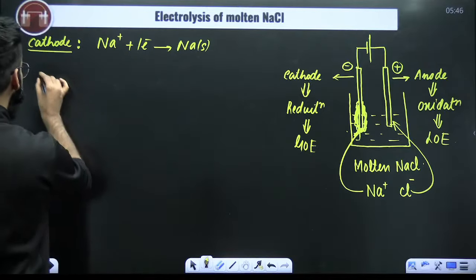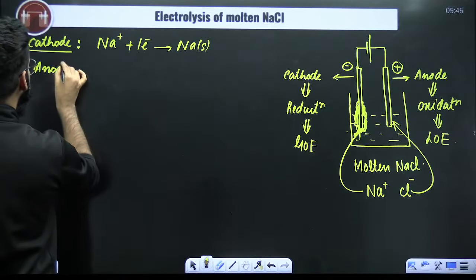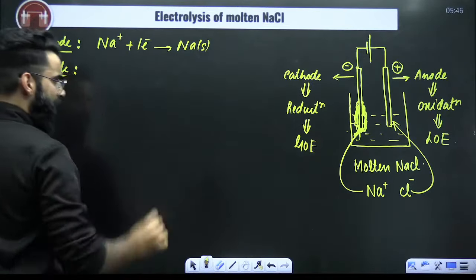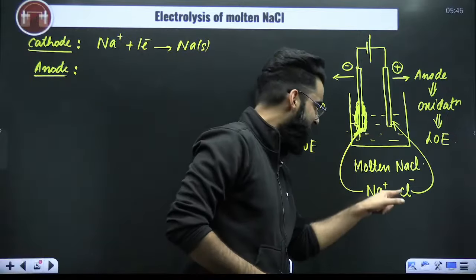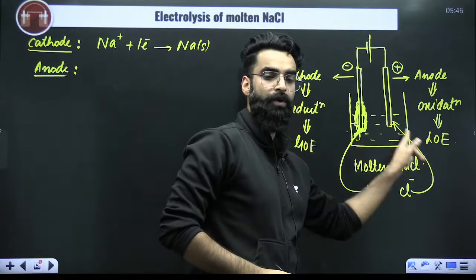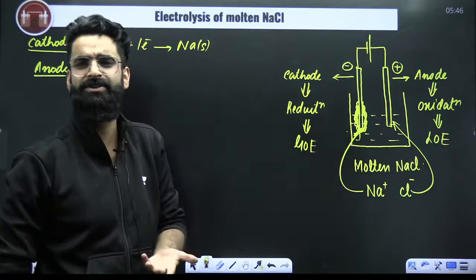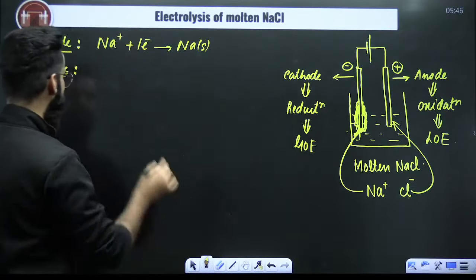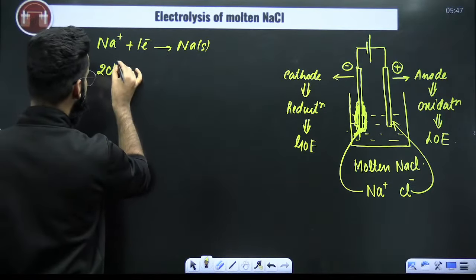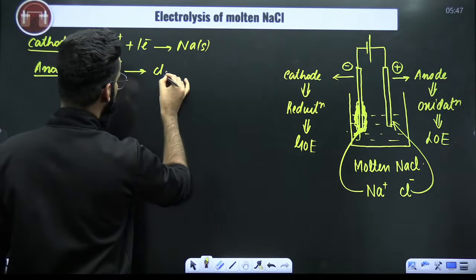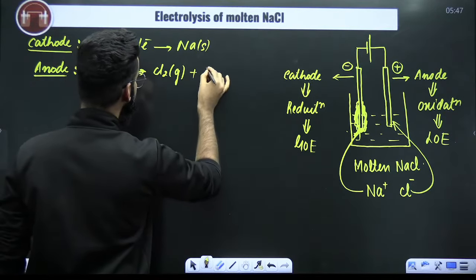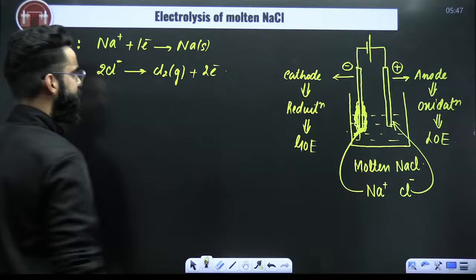In the similar way, if I ask you what is happening at anode, oxidation takes place, right? At anode, Cl negative will go and will undergo oxidation. Oxidation involves loss of electrons. So the reaction has to be 2 times Cl negative, it will get converted into Cl2 gas, and with this, you will be getting 2 electrons as well.